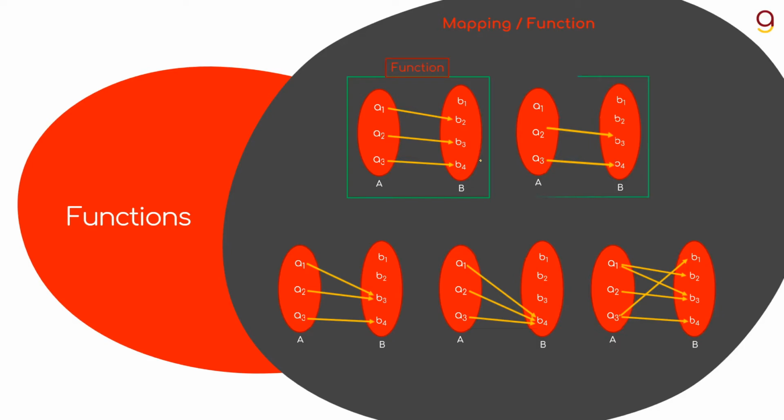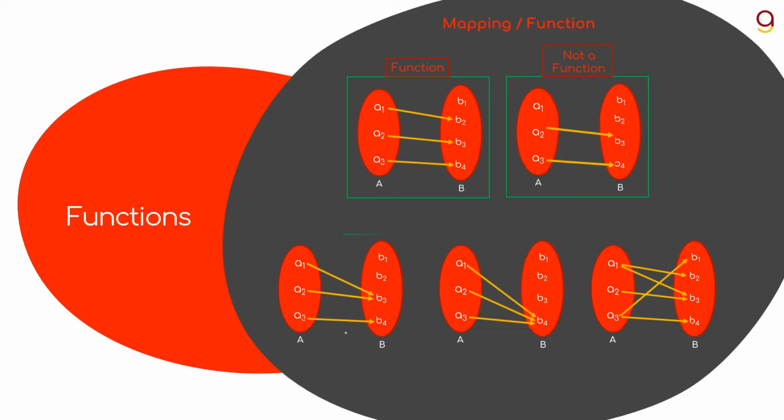Next, the element A1 of set A is not associated with any element of set B. The element A1 belongs to set A but does not have any image. As we have discussed, for a function from A to B, every element of set A must have a unique image in set B, which is not true in this arrow diagram. So, the given arrow diagram does not represent a function.